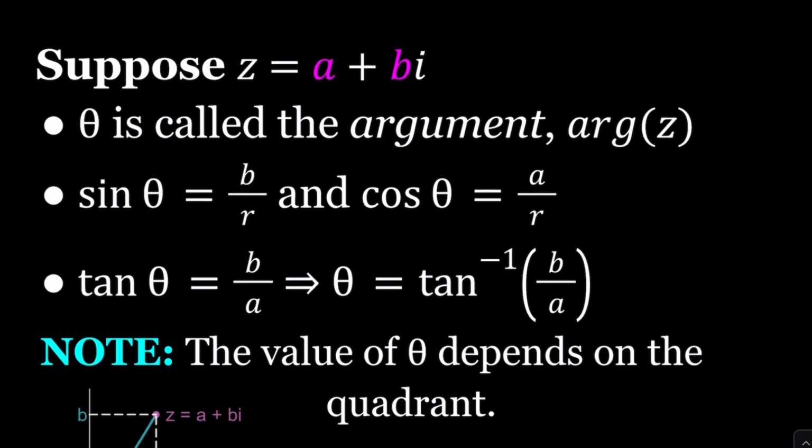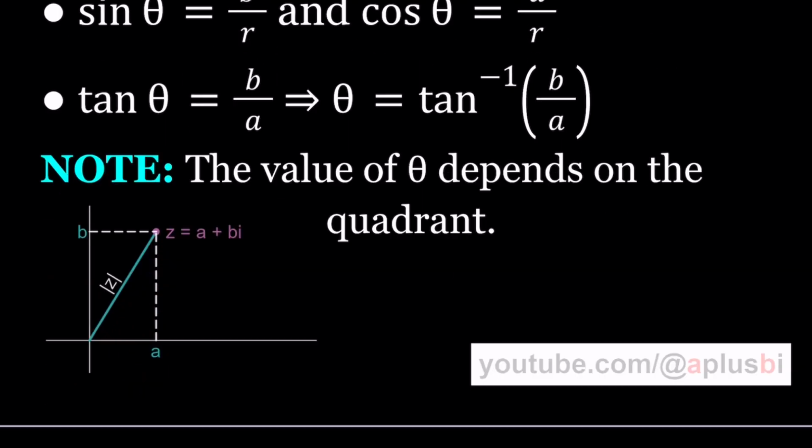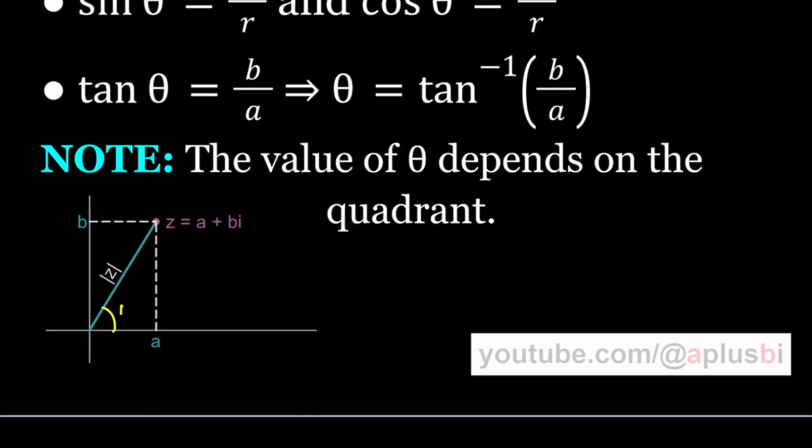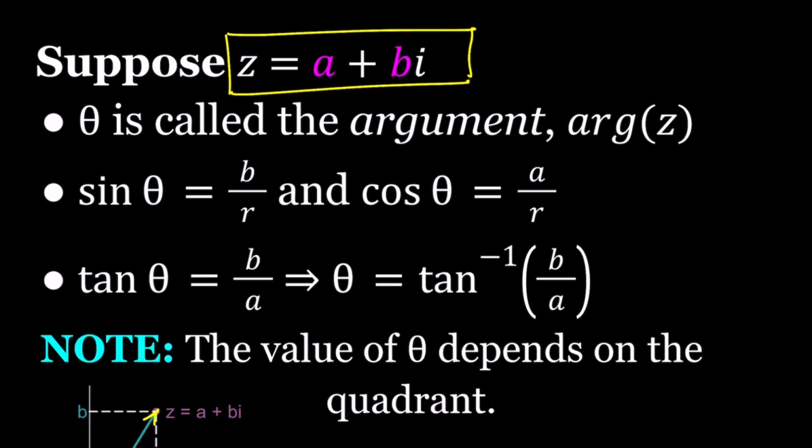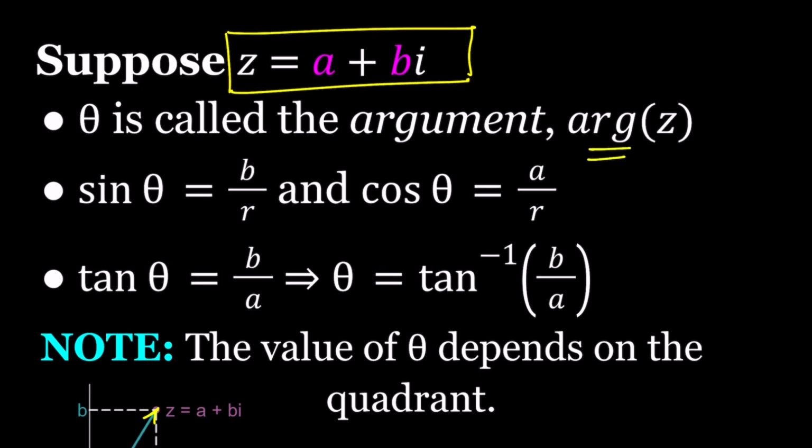If z, and we're going to repeat this a lot, so get used to it, z equals a plus bi is a complex number, theta is called the argument. What is theta? Theta is the angle that the absolute value, this segment, makes with the positive x-axis. So it's kind of like a positive angle in this case. It's also called the argument, abbreviated as ARG. So when I write ARG of z, that means the argument or the angle.